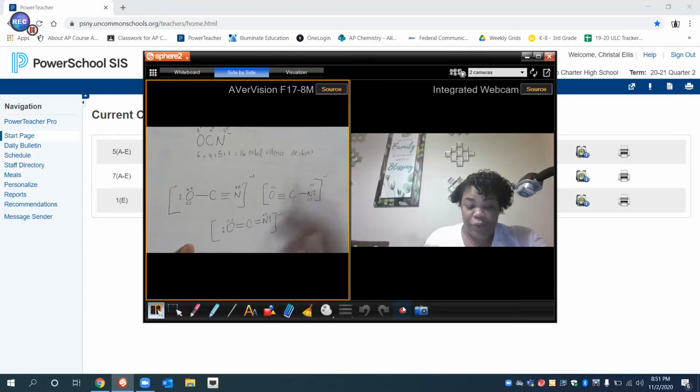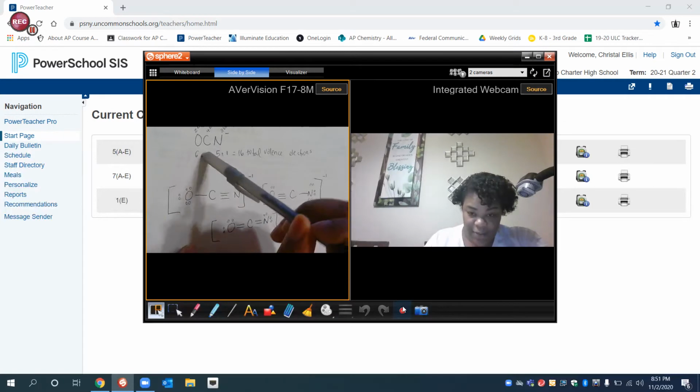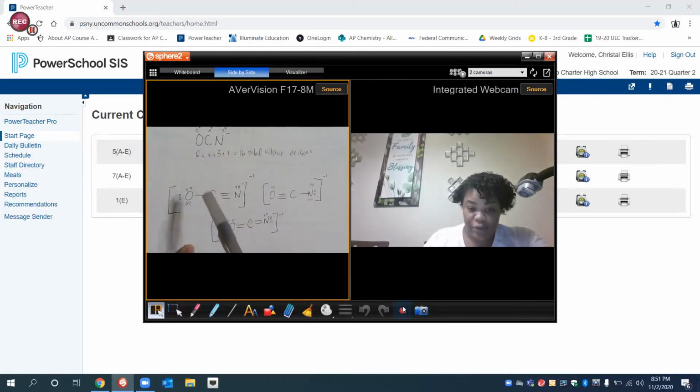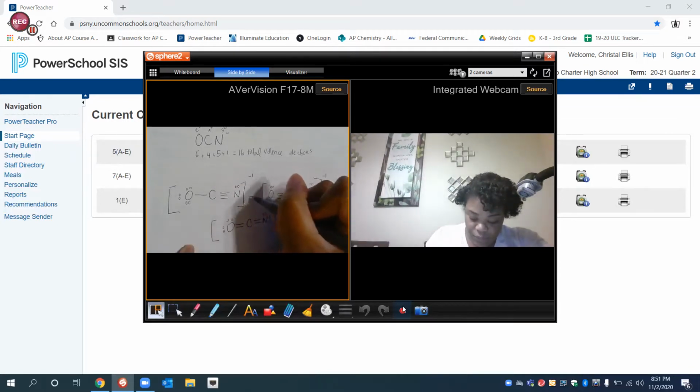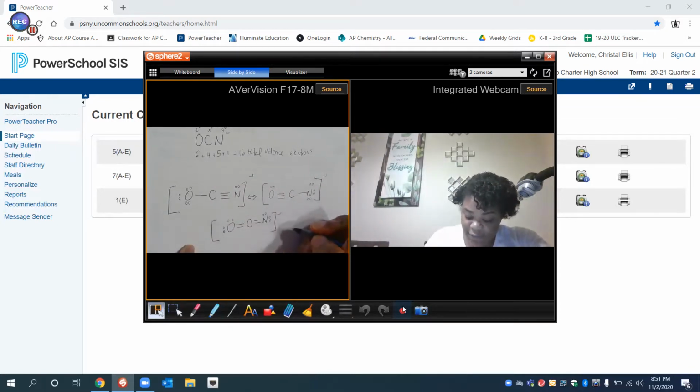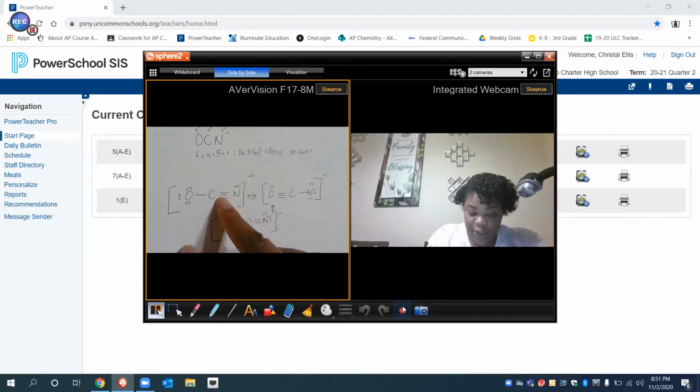The fact that we used the same chemical formula and drew different representations of the molecule, we call these resonance structures. The only thing that is different about them is the placement of the double bond or the triple bond. Notice the arrangement of the atoms is the same. So you have oxygen, carbon, nitrogen; oxygen, carbon, nitrogen; oxygen, carbon, and nitrogen.